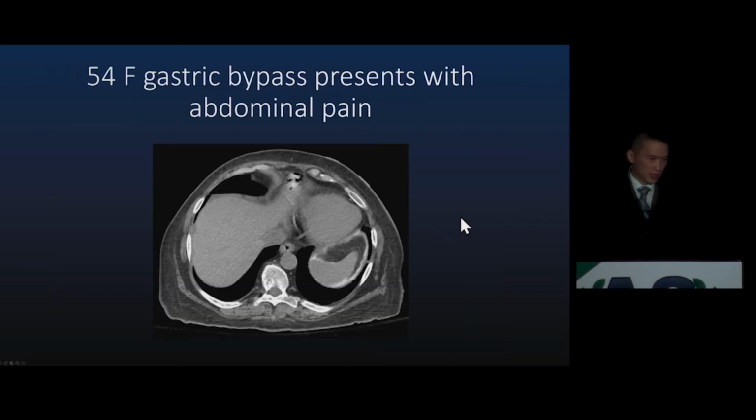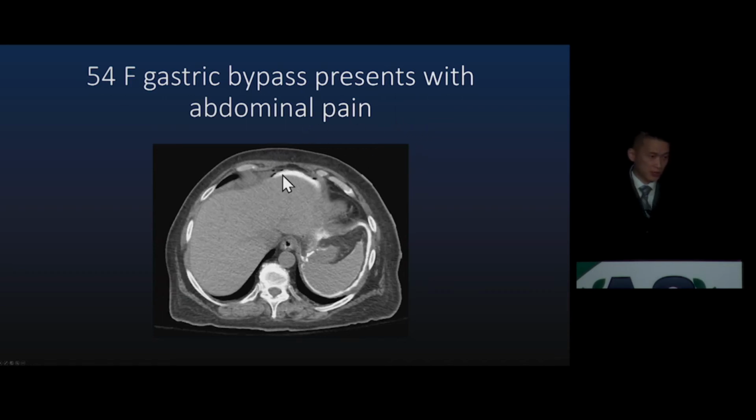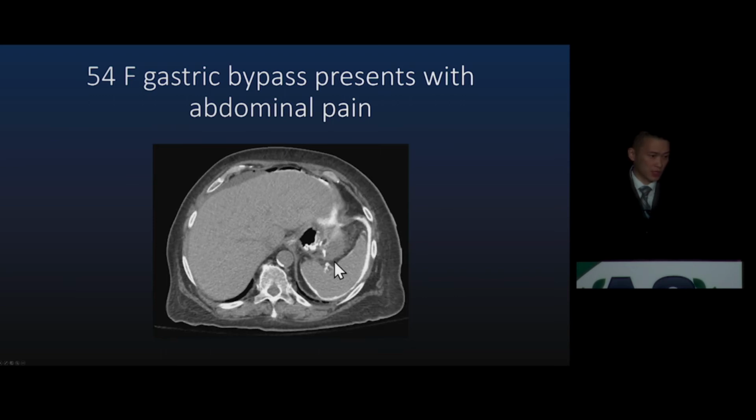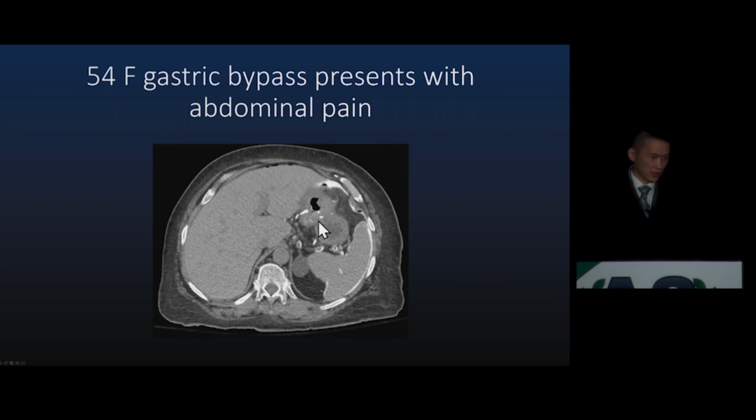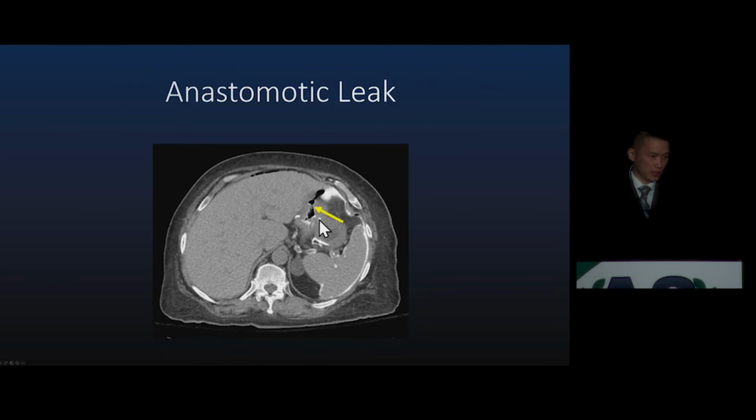And this next patient also presenting with abdominal pain. So immediately you see that there's gas and oral contrast around the liver and some contrast around the spleen. And if we follow this inferiorly, we see that this gas continues with the gastric lumen. So this is a good case for an anastomotic leak.